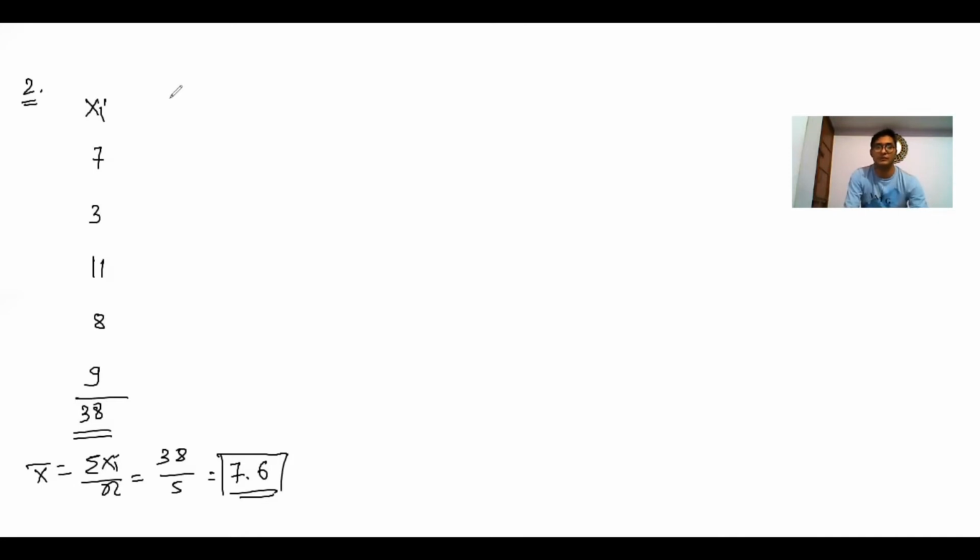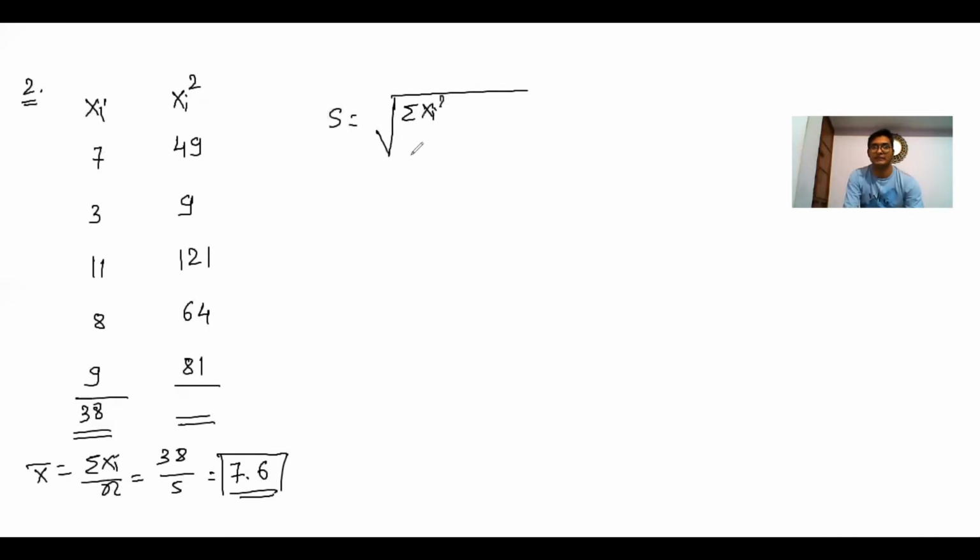So it is better to solve the sum without any xi minus x bar. There is another formula. We take xi square: 7 square is 49, 3 square is 9, square of 11 is 121, square of 8 is 64, square of 9 is 81. Take the total of this. The formula for S is the root of sigma xi square divided by n minus sigma xi divided by n, whole square.